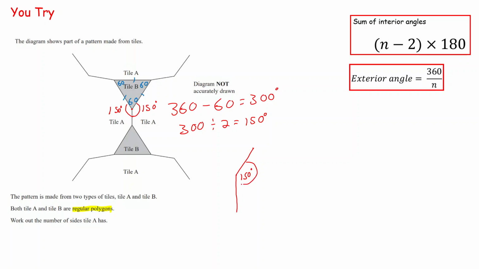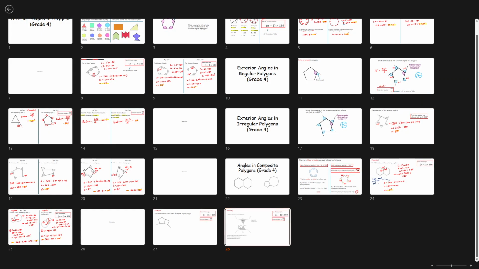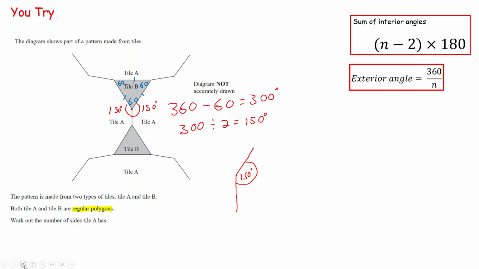Now, I'm trying to find the number of sides in the polygon. So what I can do is get the exterior angle. I can get this angle here, because I know that 150 add 30 is going to give me 180 degrees. So the exterior angle is 30. I can now put it into this formula to get what I need. Okay, so let's do that.